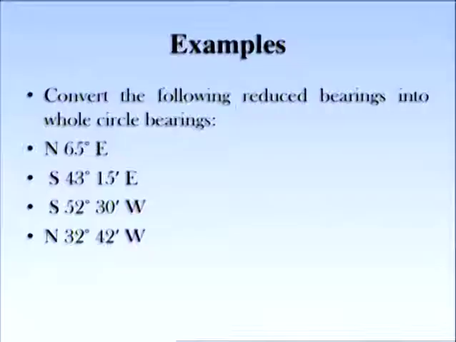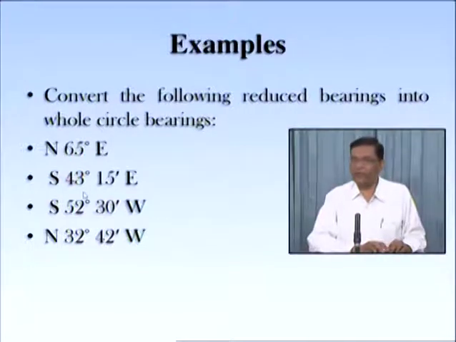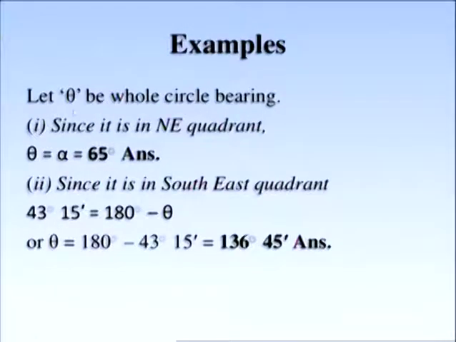See the example here, south 52 west. This is in the third quadrant, and this is in the fourth quadrant. So the first, second, third and fourth quadrants, all the quadrants are covered. Now take northeast, that is the first quadrant. We do not need to do anything to whatever reduced bearing is given. Simply put the figure, and we get the whole circle bearing. So 65 is our answer.